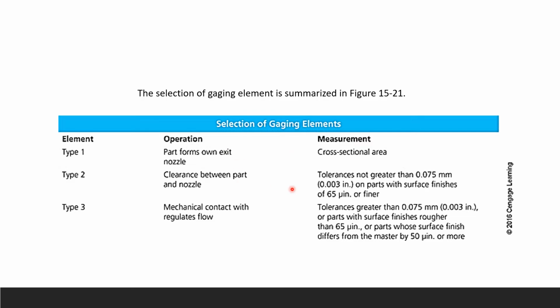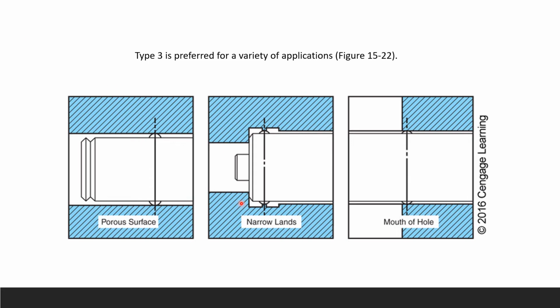And that's how, based on this information, we select type 1, 2, 3 gauging elements for our measurement purposes. When we think about a porous surface, narrow lens, or mouth of hole, for these situations we use type 3. Why? Because it can provide metal to metal contact. We don't use type 2 here, even if it can offer finer amplification, but type 3 is not so bad as well. We prefer type 3 for a variety of situations like this: porous, narrow lens, and mouth of hole.